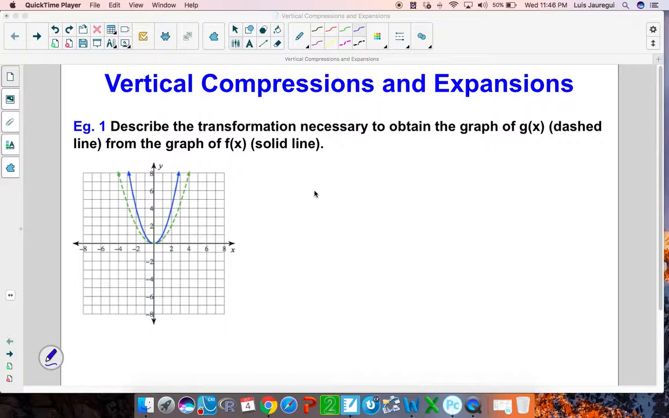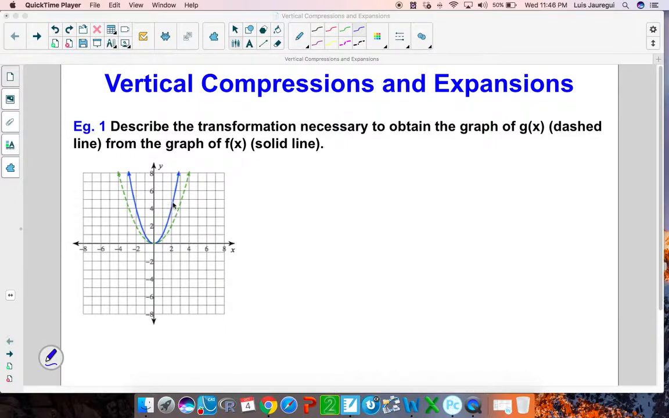In this video we're going to be analyzing vertical compressions and expansions. Let's take a look at our first example. Describe the transformation necessary to obtain the graph of g of x, the dashed line, from the graph of f of x, the solid line.